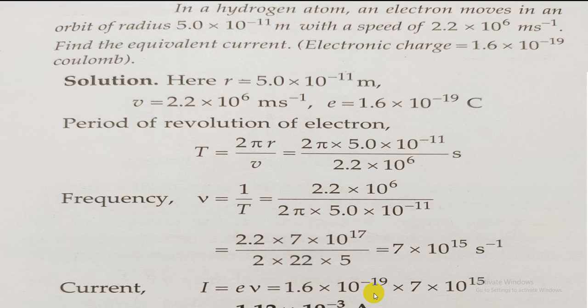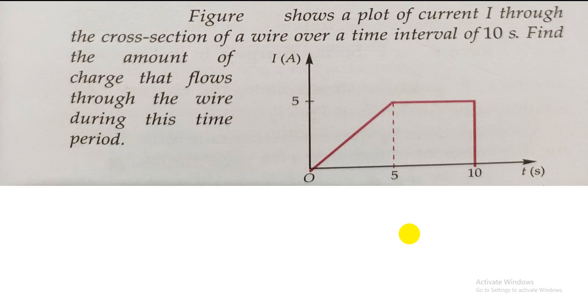Again, I think this is also clear to you. We move to the next question. Look at the question very carefully. A graph is given between current and time, and you have to find the value of charge. Time is 10 seconds, given. You have to find the value of charge.